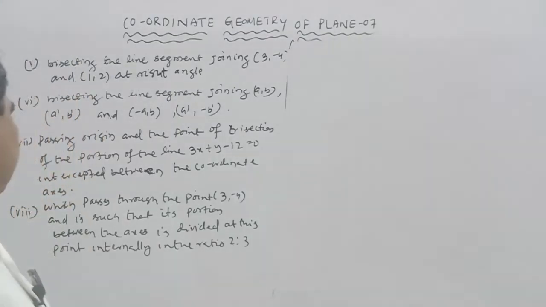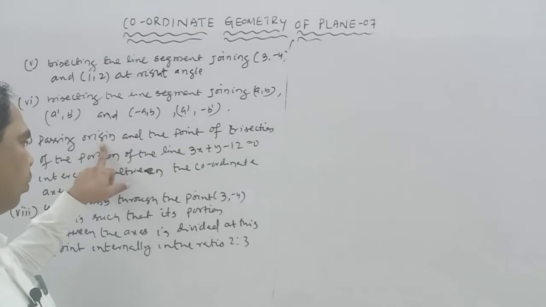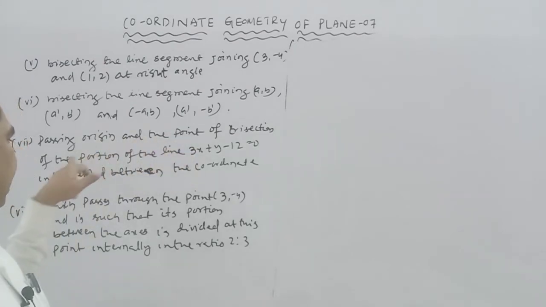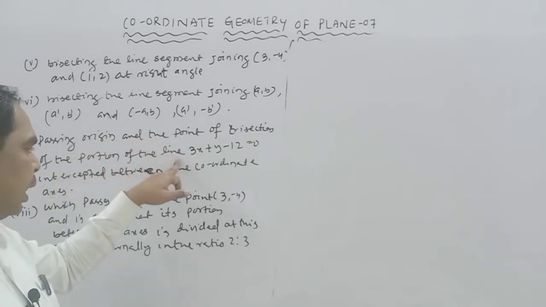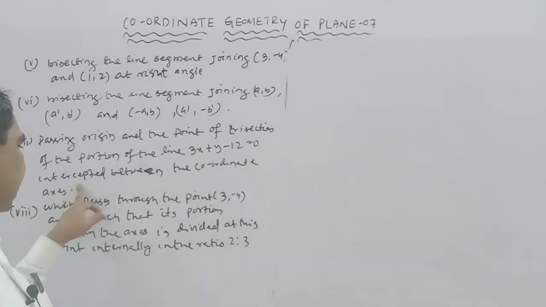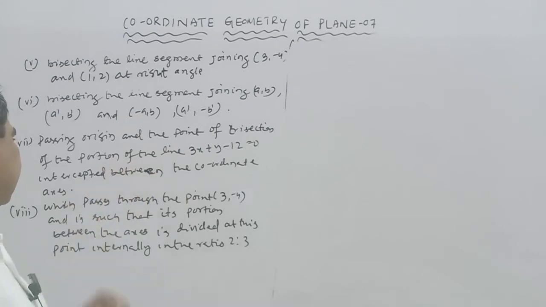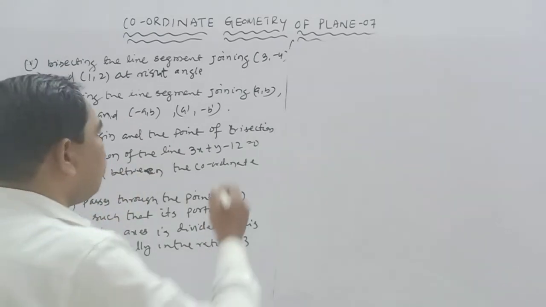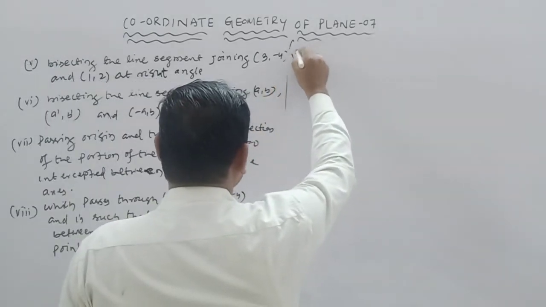Next question. Find the equation of the straight line passing through the origin and the point of trisection of the portion of the line 3x plus y minus 12 is equal to 0 intercepted between the coordinate axes. Question number 7, very important question.